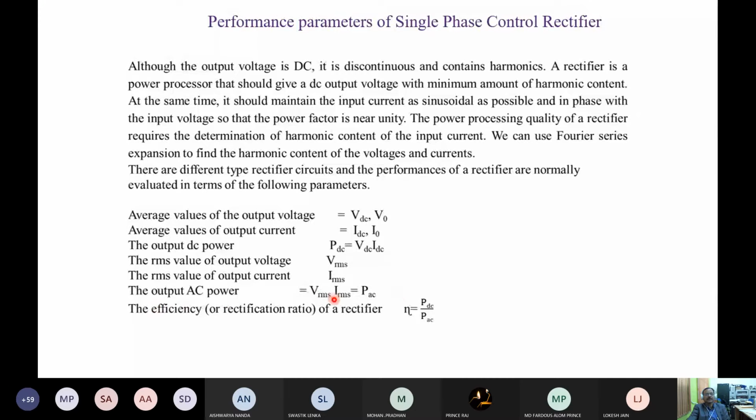VRMS, IRMS. So one parameter is the rectification ratio or rectification efficiency of a rectifier, which is PDC by PAC. Please note down these things. The rectification efficiency of a rectifier or rectification ratio is given by PDC by PAC. PDC is VDC IDC and PAC is VRMS IRMS.